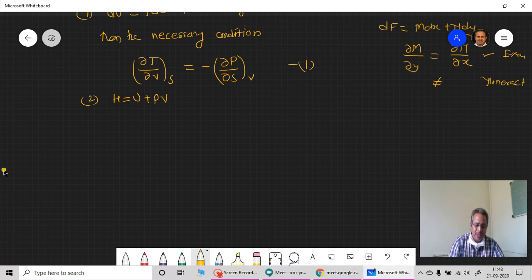If it is, I can get its differential. dH is equal to, now simple differential, the left hand side is dU. Now this is a product, so it is PdV plus VdP. This is a product: first the differential of V with P remaining constant, second the differential of P keeping V constant. So that is how a simple differentiation of H is equal to U plus PV gives you dH is equal to dU plus PdV.